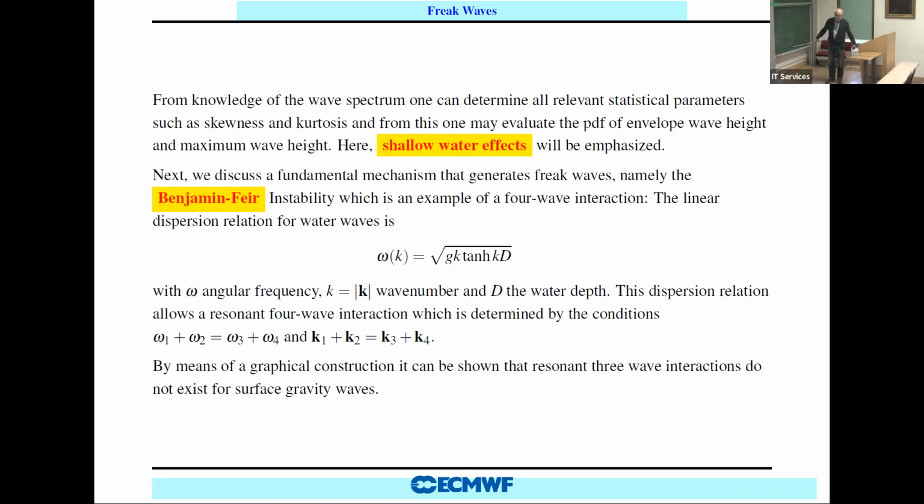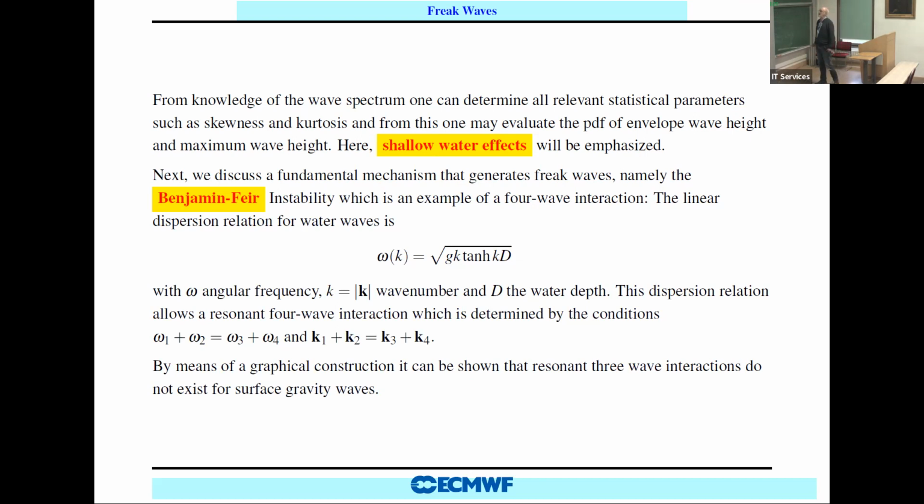Now, let's first discuss the main mechanism. It's the Benjamin-Feir instability, which is basically an example of a four-wave interaction. So the linear dispersion relation for water waves is given over here. Omega is angular frequency, k is wave number, d is depth, g is acceleration of gravity.